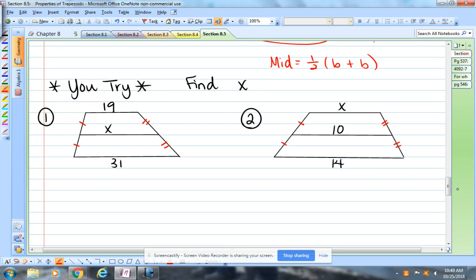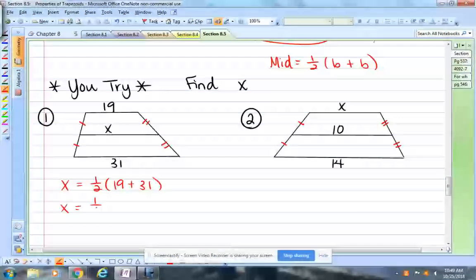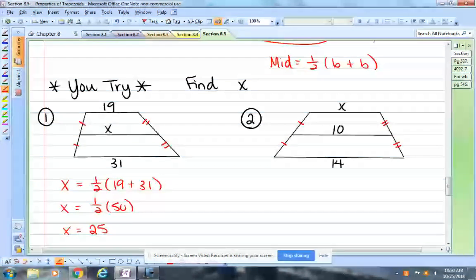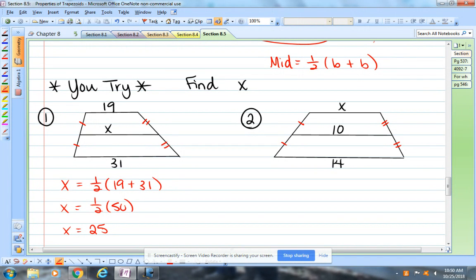All right. So on number 1, are you looking for the mid-segment or the base? The big step. Mid-segment. So x is going to equal what? A half times 19 plus 31. What is 19 plus 31? So what's half of 50? And that one didn't have units. So raise your hand if you got x equals 25 for number 1. Are there any questions?